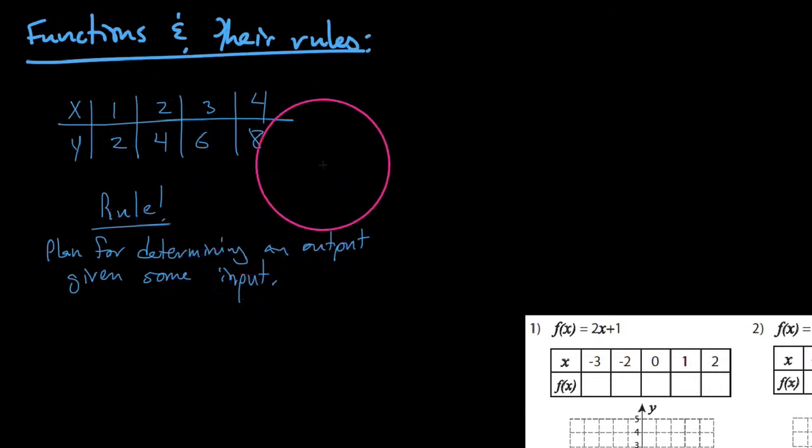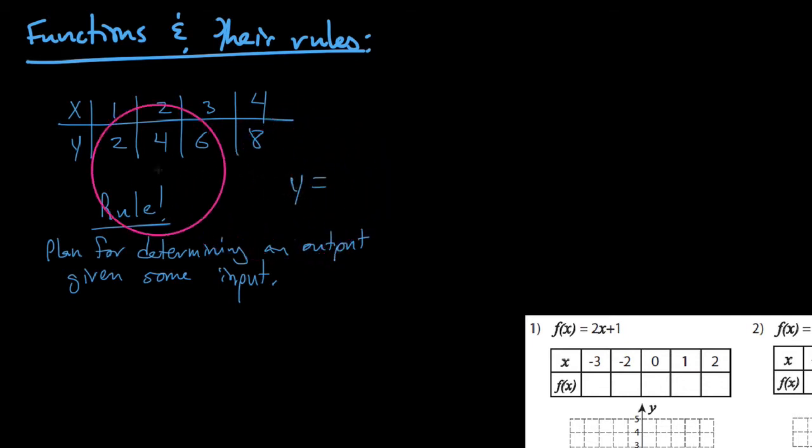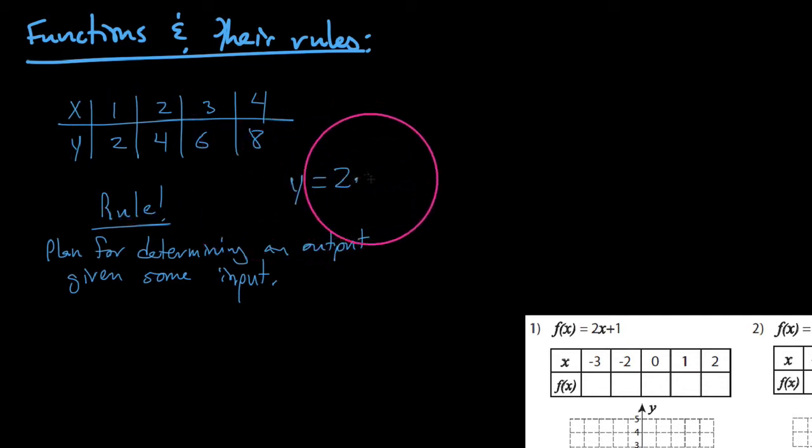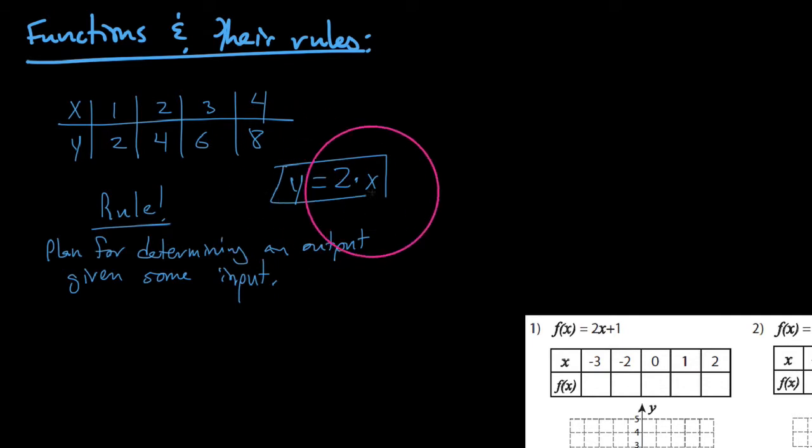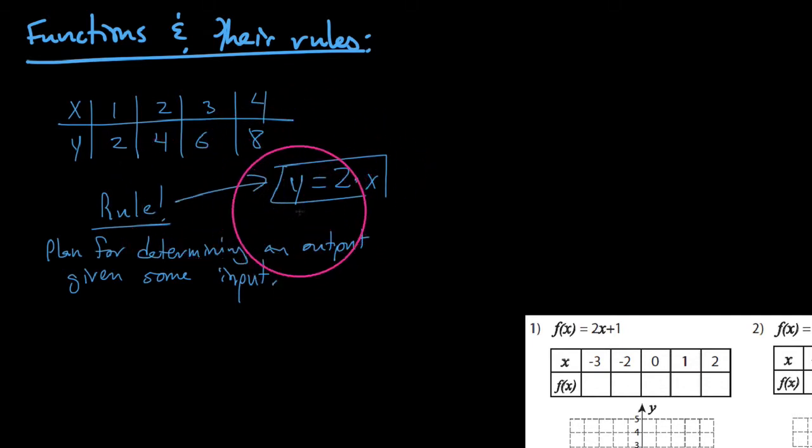Essentially, what we could say is that the output y is equal to 2 times the input x, and this would be our rule, okay? And so this is an example of a rule. We're going to start looking at rules a little bit differently in this section. So before we do that, let's hit some key vocabulary here, starting with this.